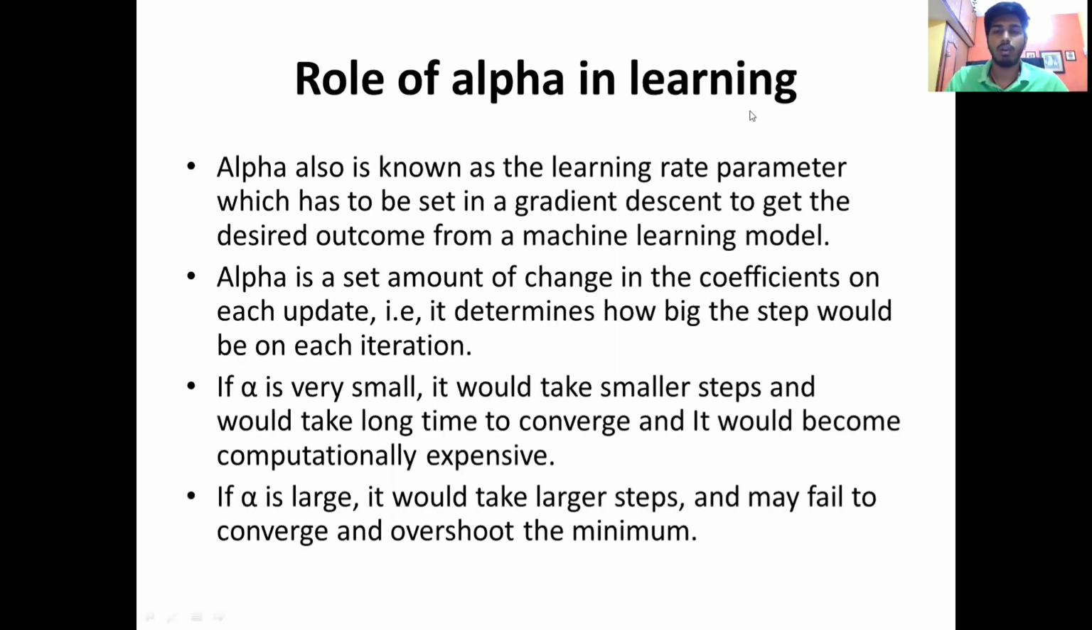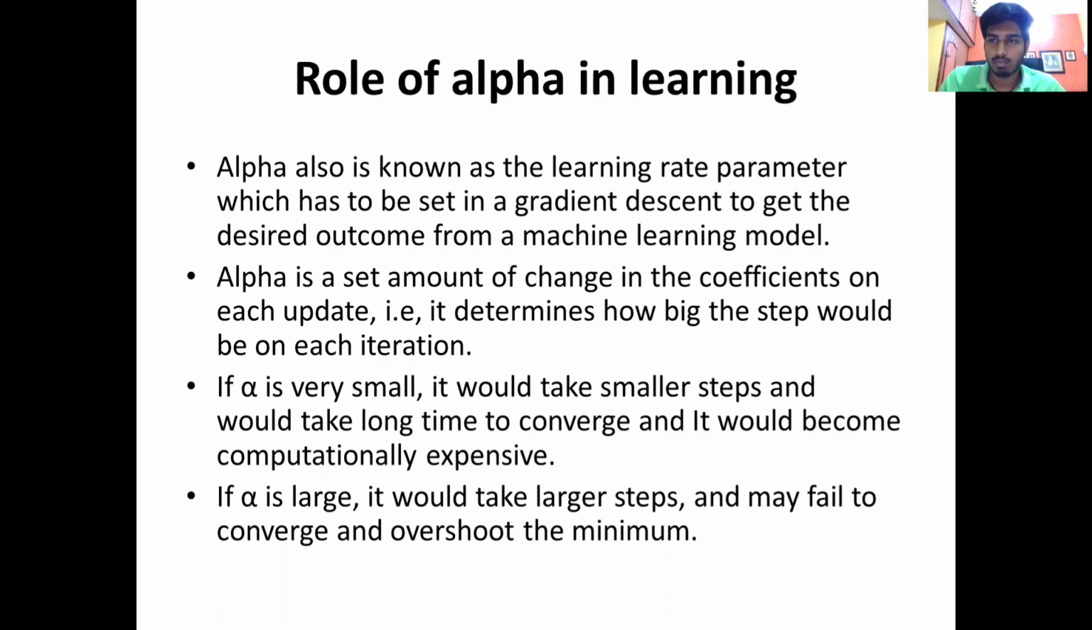First, what's the role of alpha in learning? Alpha is none other than the learning parameter, which is used to set up gradient descent to get the desired outcome from a machine learning model. Alpha sets the amount of change in the coefficients on each update. That is, it determines how big the step will be on each iteration.